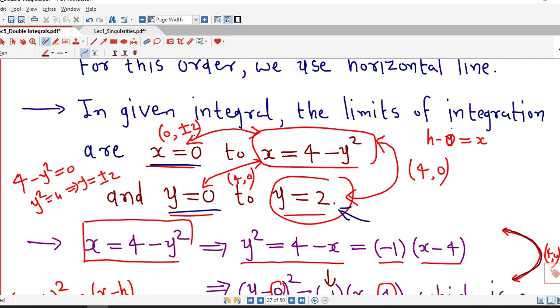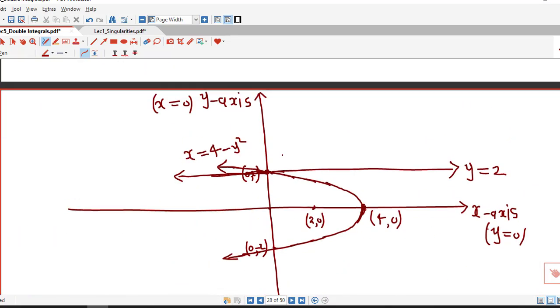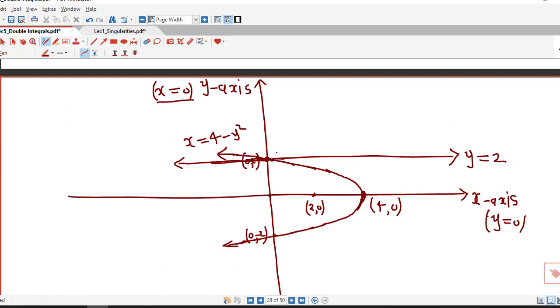Now limits of integration are y is in between 0 and 2 and x is starting from 0 to 4 minus y square. So x is 0 means we have to start from this, and x equal to 4 minus y square, but y is in between 0 and 2, so we will not consider the portion of parabola. We will not consider the region which is below x-axis because y is in between 0 and 2. So x is starting from 0 and it is going up to parabola. So this is the region of integration.